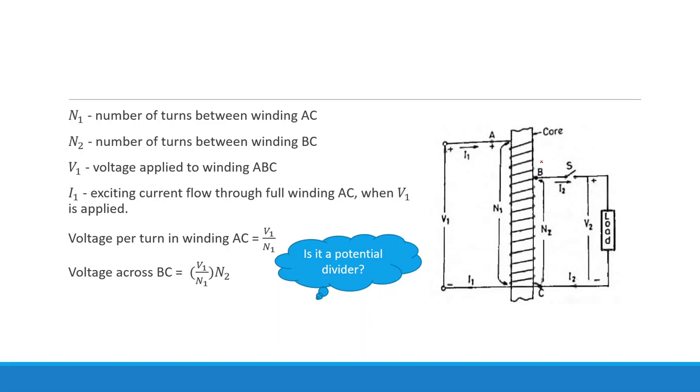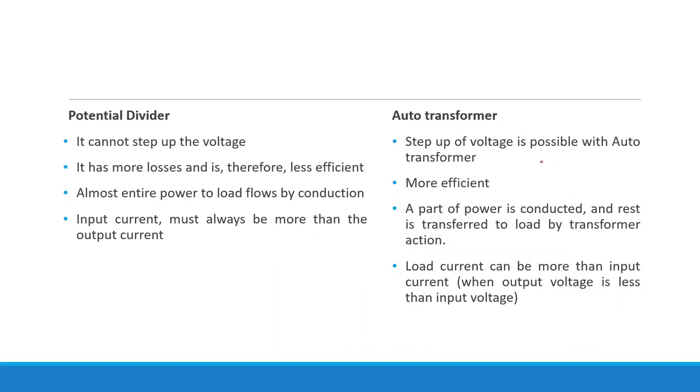So let us find out whether it is a potential divider. Can we call auto transformer as potential divider or not? Let us find out. The obvious answer, anyone can blindly guess, is that it is not a potential divider. Let us find out how. Try to think about the potential divider. What is the purpose of a potential divider?